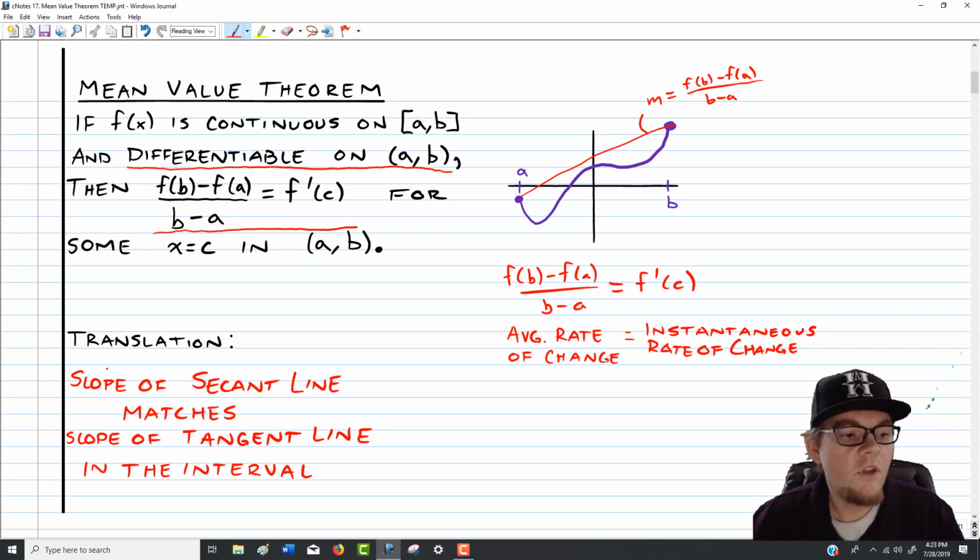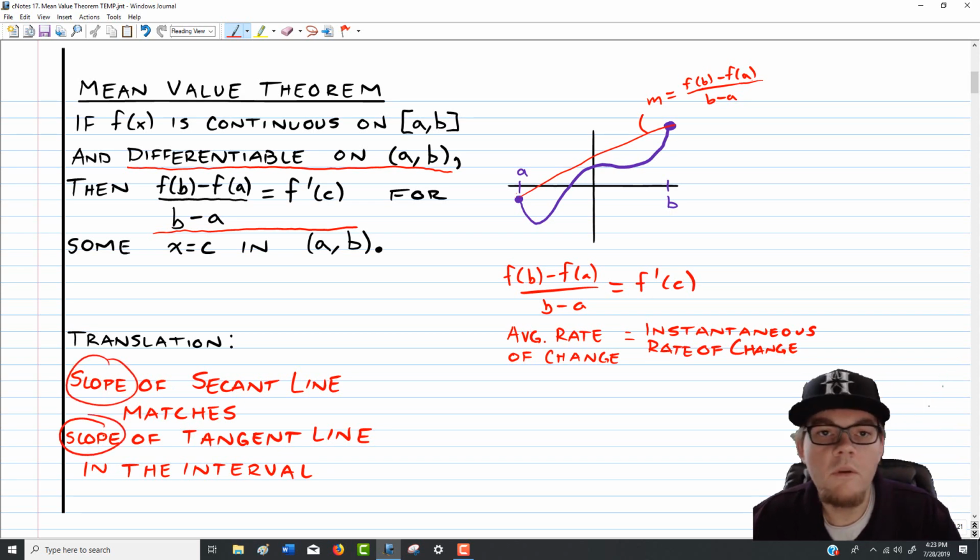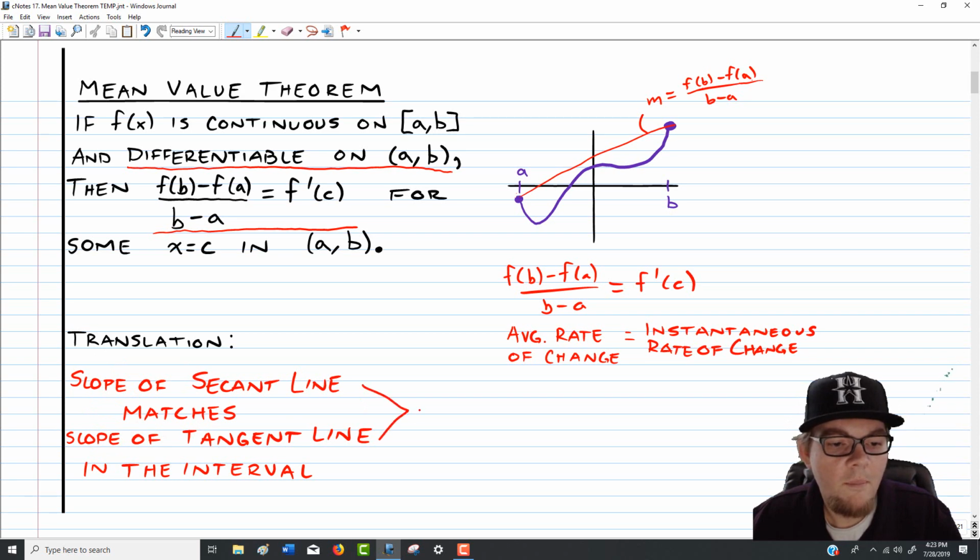So if two slopes match, you might recall from what you probably would have called Math 1 or Math 2, that means that the two lines are parallel. So in other words, these two lines are going to be parallel in order to satisfy the mean value theorem.